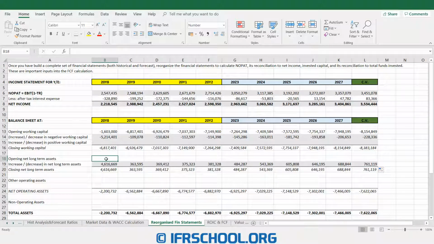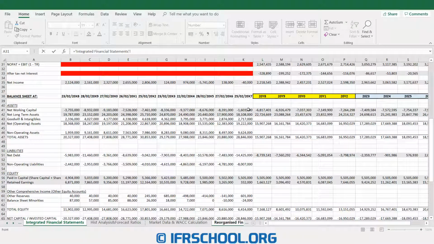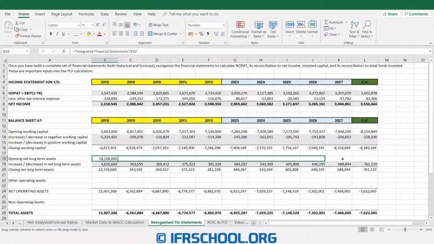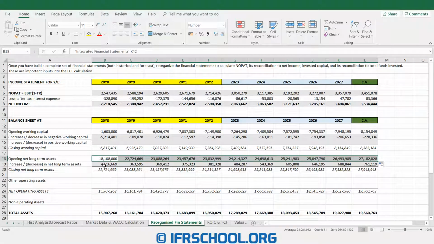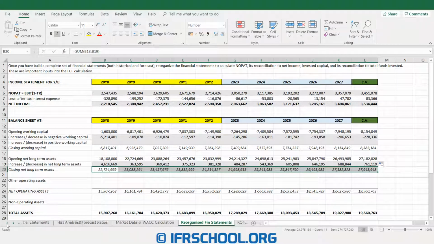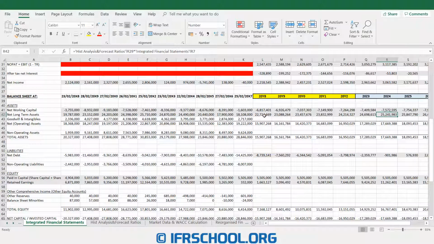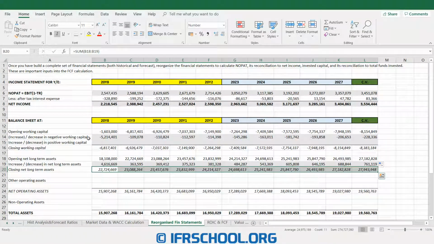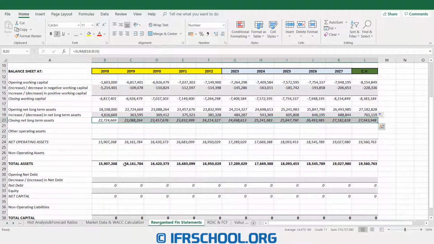Again, we can do a quick reconciliation to check there are no errors. If we insert the opening balance of net long-term assets, and we add the change in net long-term assets during the year to the opening balance, we get estimates of the closing net long-term asset balance. We can compare this to the figures in the integrated balance sheet. They match, so we're confident that we haven't made any mistakes in this calculation.